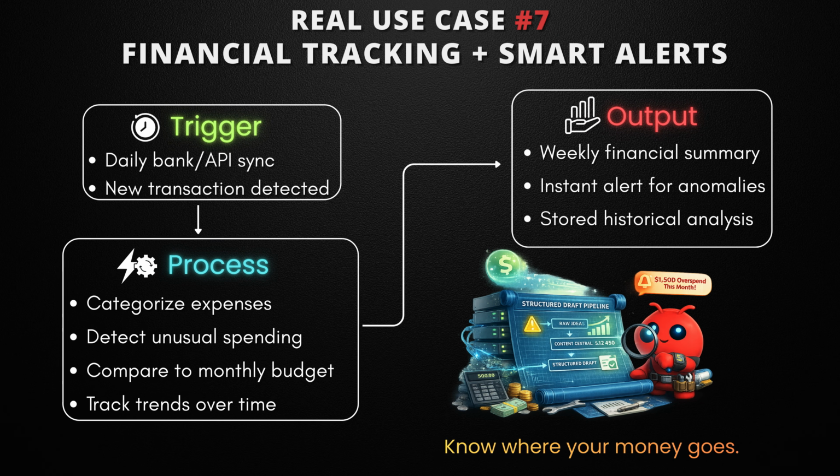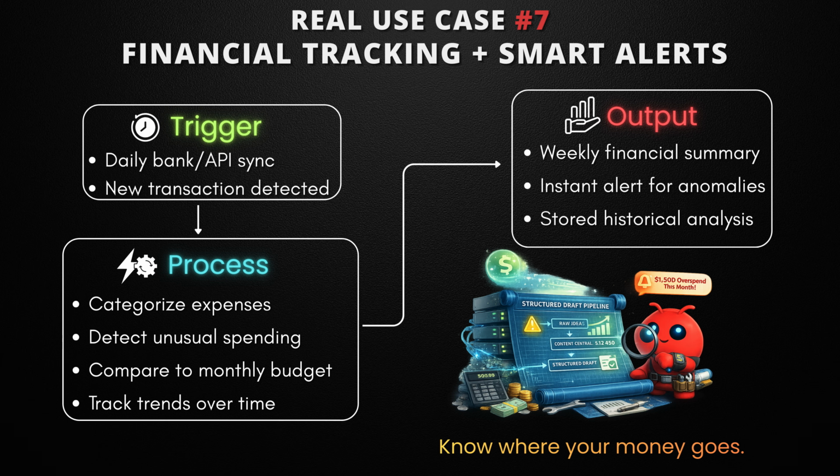Let's switch gears again. Imagine your OpenClaw agent syncing with your financial data once per day, whether that's through an API, exported CSV, or another integration, and automatically categorizing your expenses. It detects when spending in a category exceeds your monthly average, flags unusual transactions, and generates a weekly summary showing where your money is actually going.